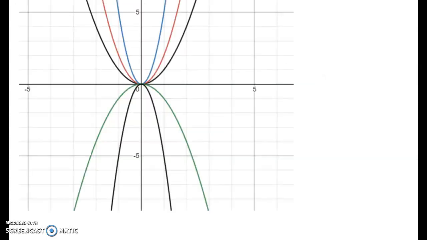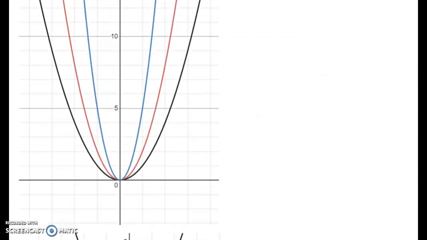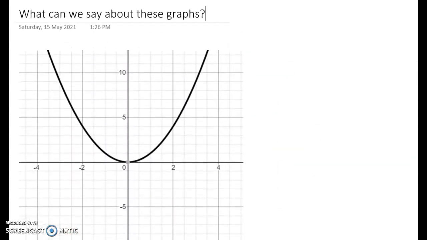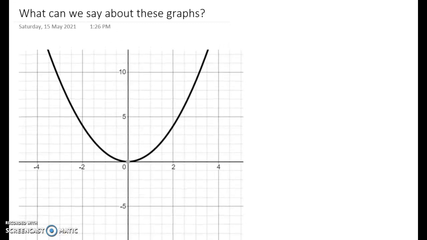So I want to start by looking at some different graphs and thinking about what we know about them. So this first one is my basic parabola. This is y equals x squared. You can see that by looking here at the scale. We've got a point here which is 5, and you can see that the point (2, 4) is on that curve. Okay, so that's the basic parabola.